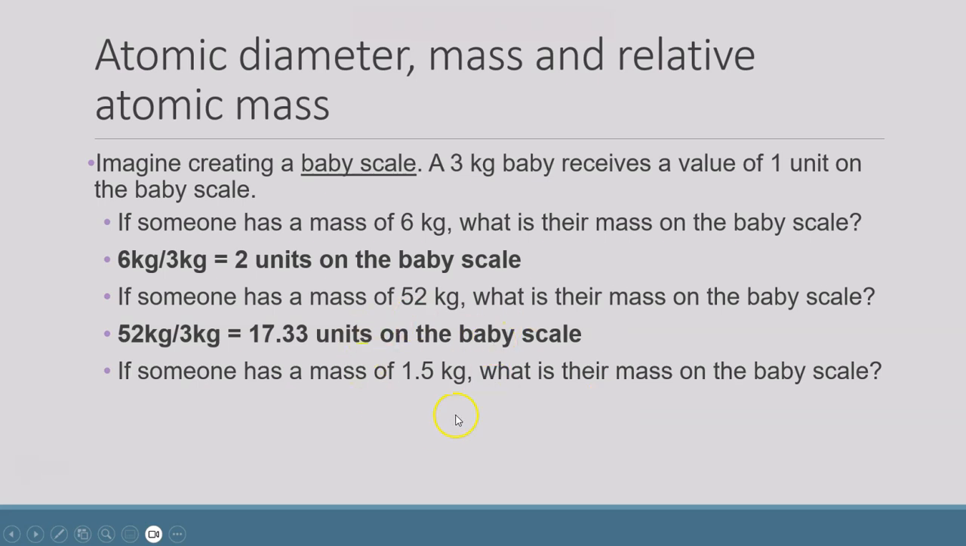Now, that mass can also be lower than the scale value. So if someone has a mass of 1.5 kilograms, what is their mass on the baby scale? The formula remains the same, 1.5 divided by 3, and that gives us 0.5 units, or half a unit on the baby scale.